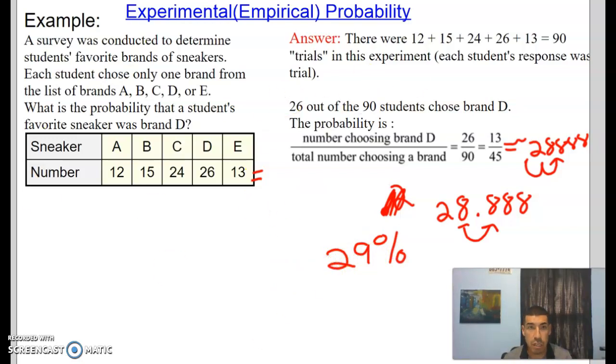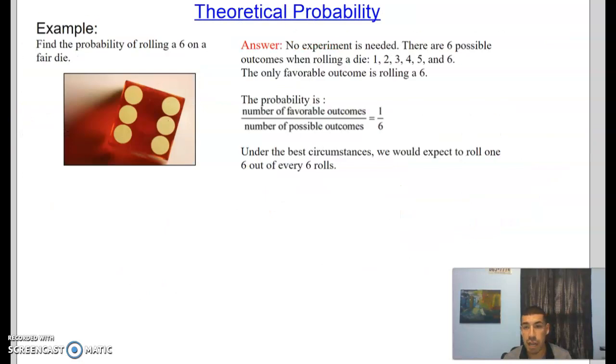Now let me go to the other problem that we have here. And this problem deals with theoretical probability. You do not have to conduct an experiment. That's why this example doesn't have a table. It's in theory. What is expected to happen? So what they want us to do is find the probability of rolling a 6 on a fair die.